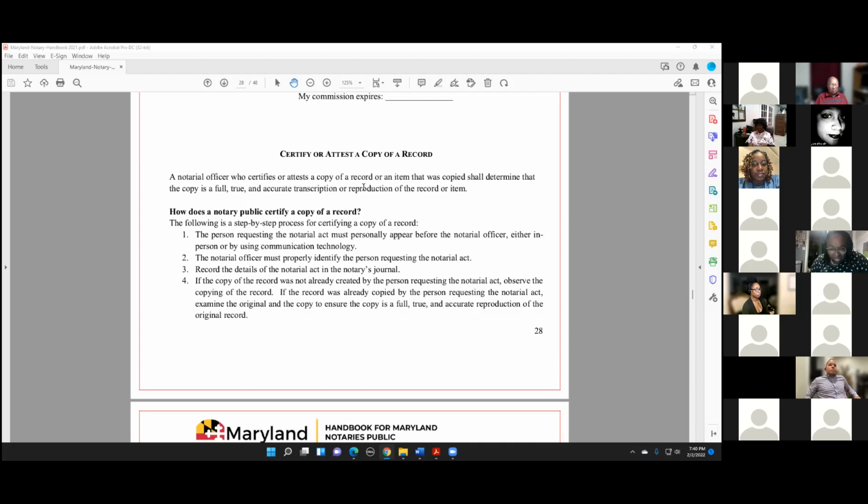Right. And okay, shall determine that the copy is a full, true, and accurate transcription or reproduction of the record or item. Because I think in the last class, it made me think about this twice, because we had talked about somebody bringing a driver's license and asking for it to be copy certified. And so therefore you think about that physical driver's license as being the original document. And then if that person makes a copy of it, then you know that it's a true copy of it because you watch them make a copy of it, something like that.